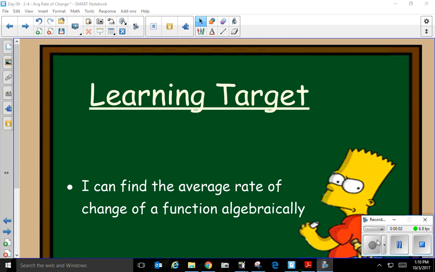Okay, today's learning target: we can find the average rate of change of a function algebraically. Oh my goodness, that's the best thing ever.